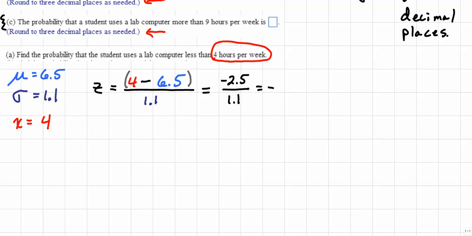we end up with a negative 2.27, and that's going to continue on. It is a repeating decimal. So ultimately, I'm going to round to the second decimal place behind the decimal point, which would be hundredths. So my z-score is negative 2.27. And now we are going to find negative 2.27 in the normal distribution table.